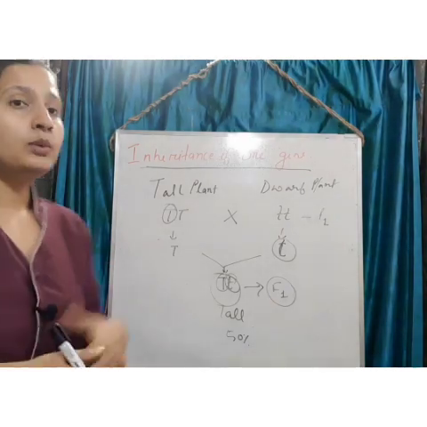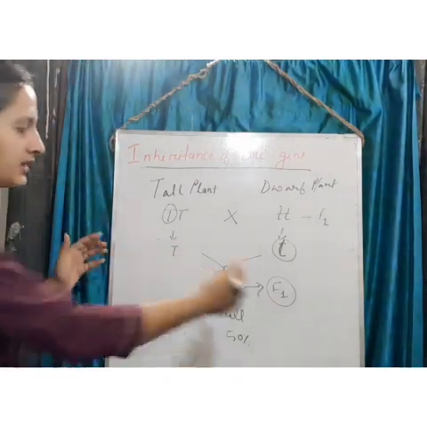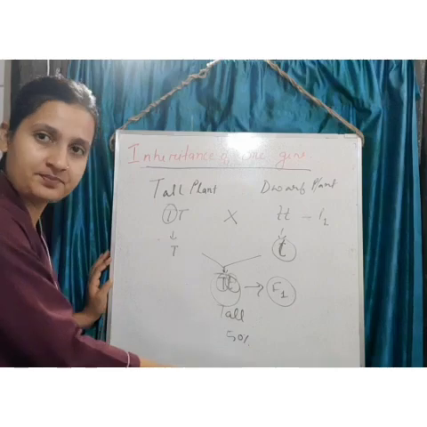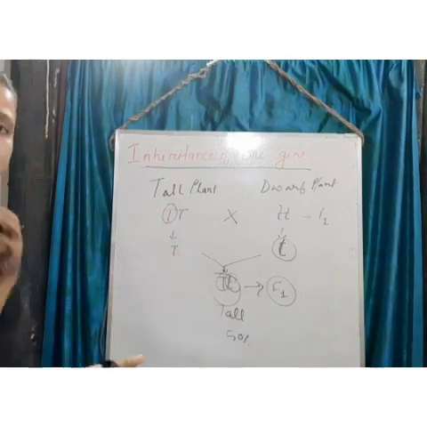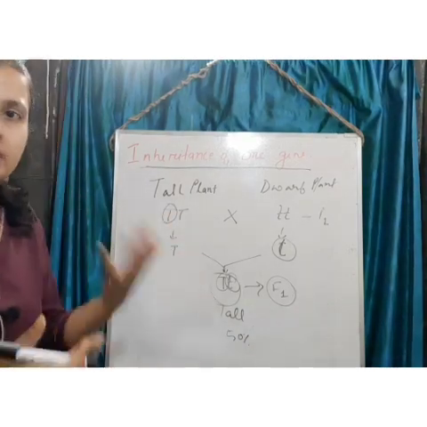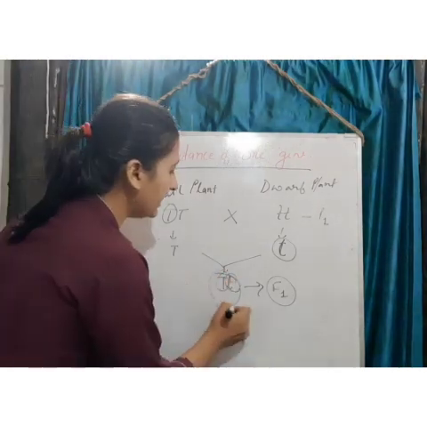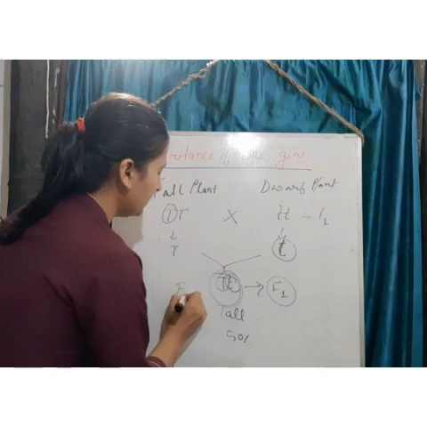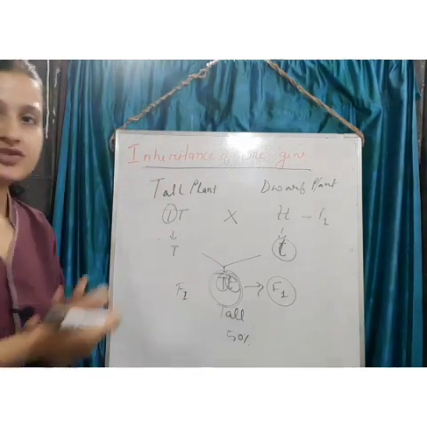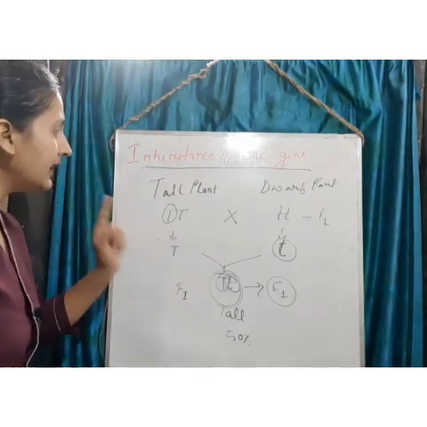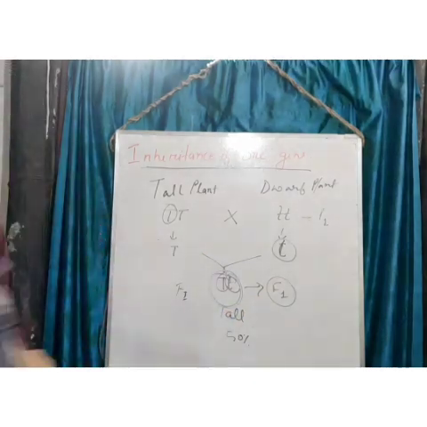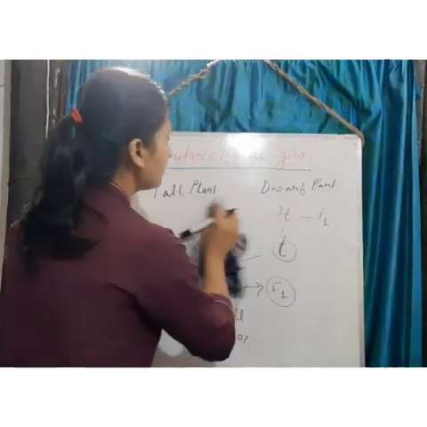Then Mendel continued this experiment to the second generation, third generation, fourth generation, in that way. So next, he self-pollinated the F1 generation. So when he did this, he found, okay, so let us see.